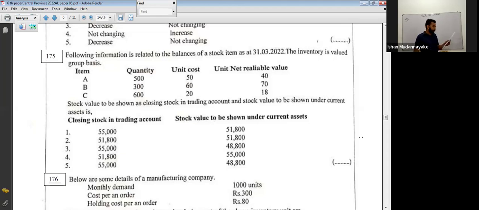We can use the grouping method or item by item basis to calculate. Here they use the grouping method to calculate the average. We consider ABC as one group.